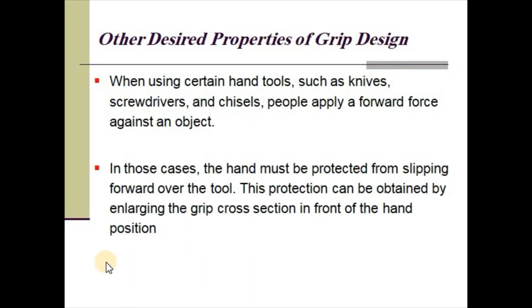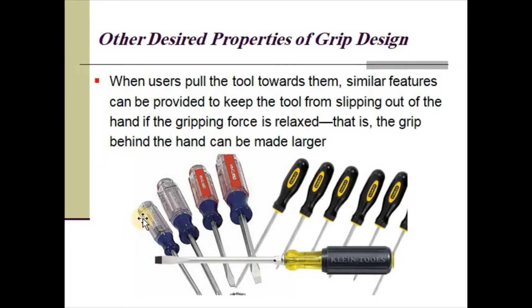Now, when dealing with grip designs, there is a property that is preferable to be found. You know that when you're holding a knife or a screwdriver, people usually apply a forward force against the object. So in these cases, the hand must be protected from slipping forward over the tool. This protection can be obtained when we enlarge the grip cross-section in front of the hand. So this is obvious when you look at these tools. You see that here this part is enlarged so that we can prevent slipping.